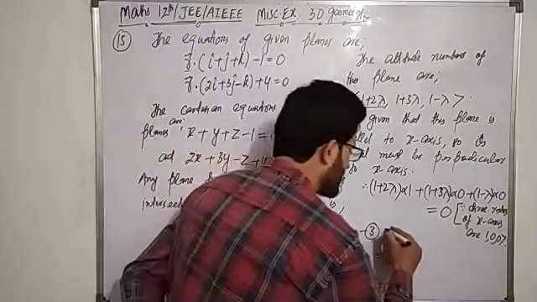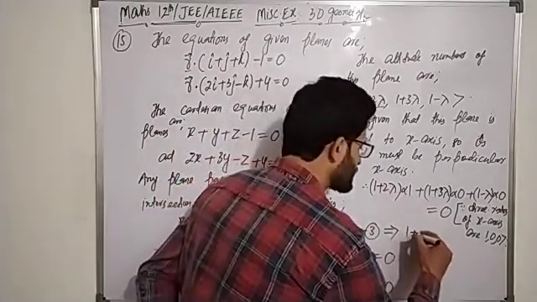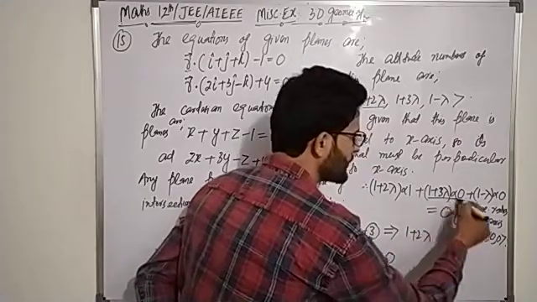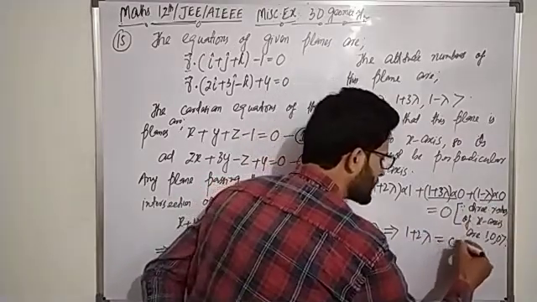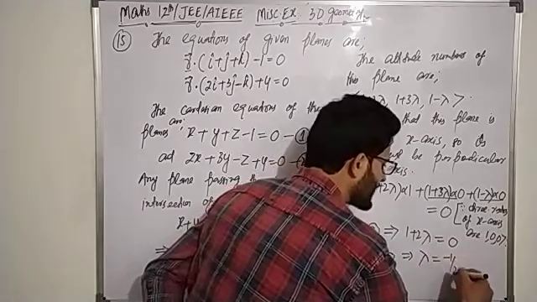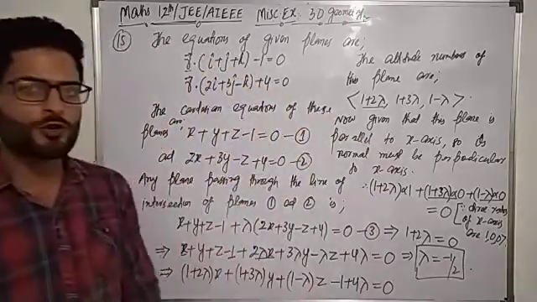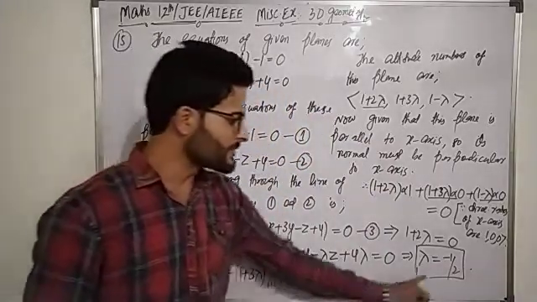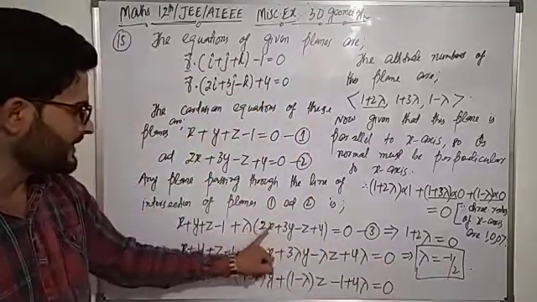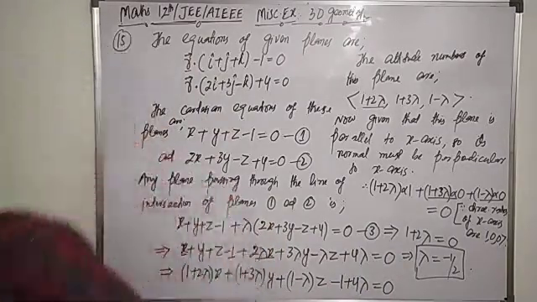So implies from here we will get the value of lambda, that's 1 plus 2 lambda into 1, so 1 plus 2 lambda. This is 0, this is again 0 and is equal to 0. So implies यहाँ से मिलेगा lambda is equal to minus 1 divided by 2. So the value of lambda comes out to be minus 1 divided by 2. Substituting the value of lambda here in equation third, we will get the equation of required plane.